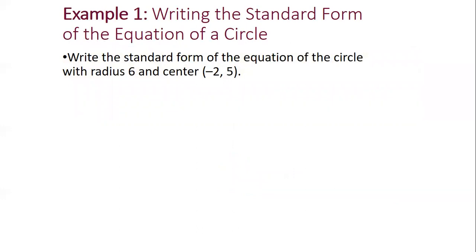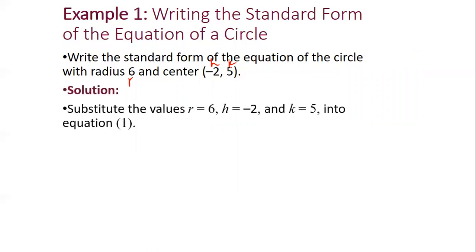Let's practice. If we were to write the standard form of the equation of a circle with the radius 6 and the center (-2, 5), are we given everything we need in order to write the standard form? Why, yes, we are. We're given our r, our h, and our k. As long as I have those 3 variables, I can write the standard form. It's a matter of just plugging those 3 variables in. So first thing we do is substitute the values in: r = 6, h = -2, and k = 5. So we're going to plug that into our equation.